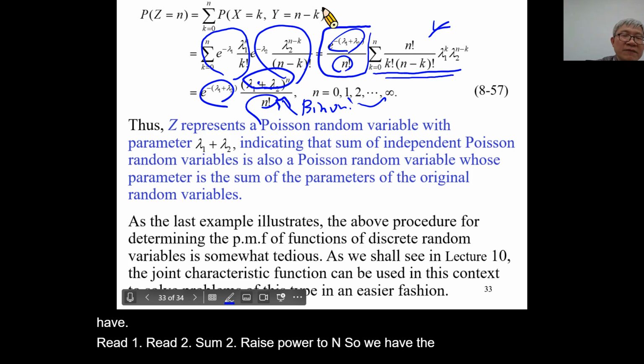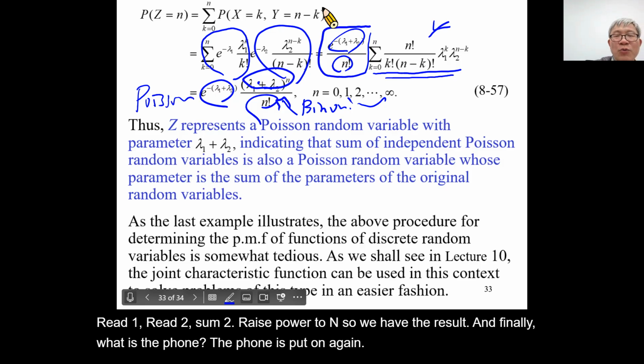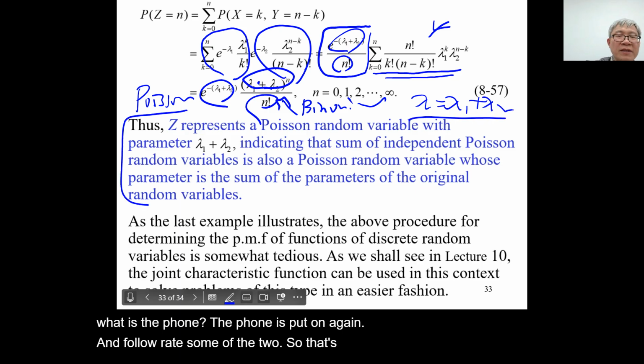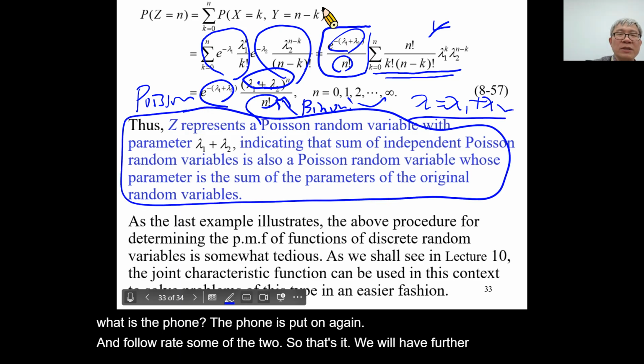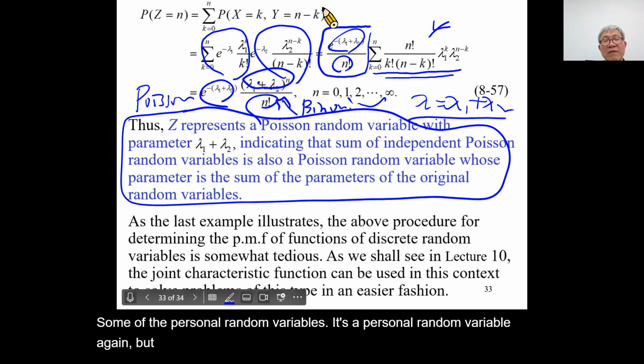And finally, what's the form? The form is Poisson again, following the rate that is the sum of the two. So that's the conclusion: the sum of Poisson random variables is a Poisson random variable again, but the parameter is the sum of the individual parameters. And that's all.